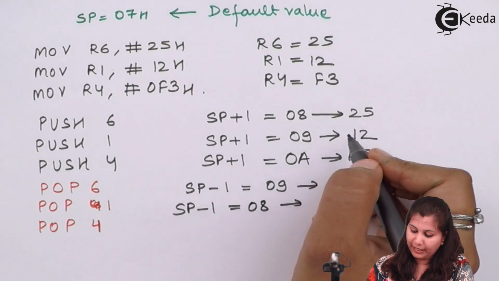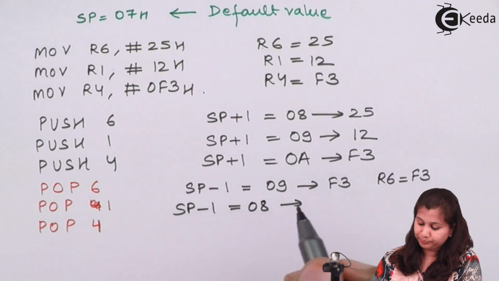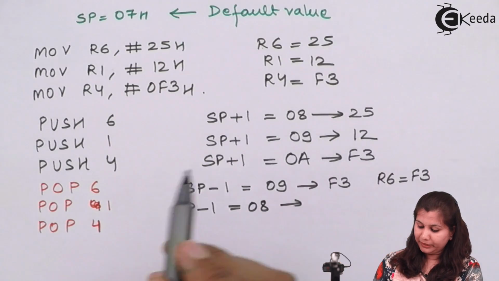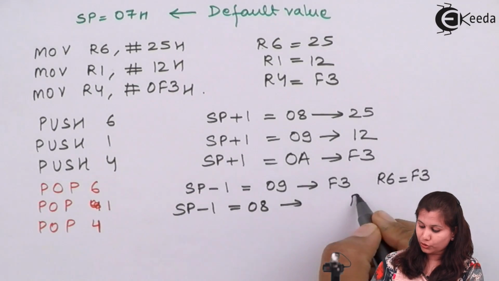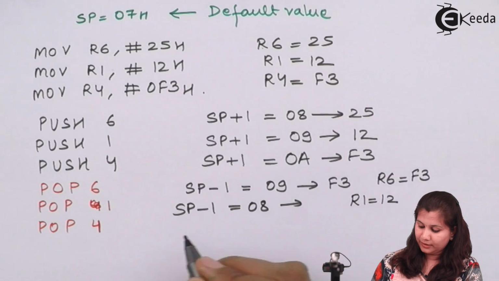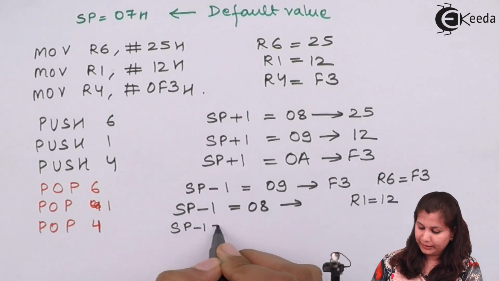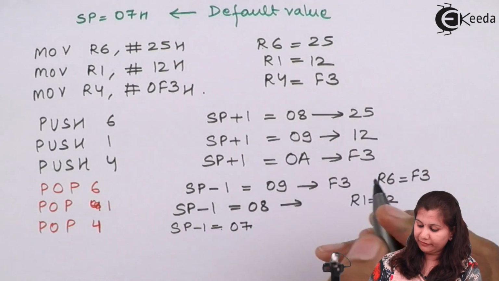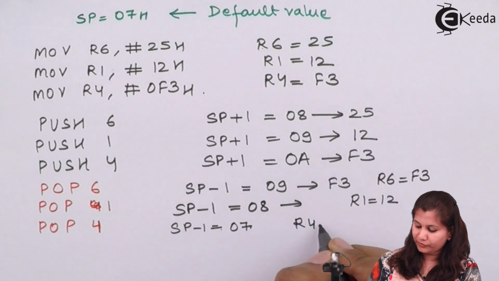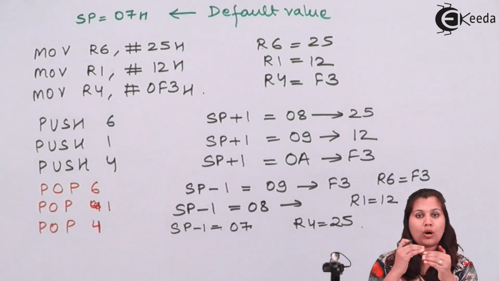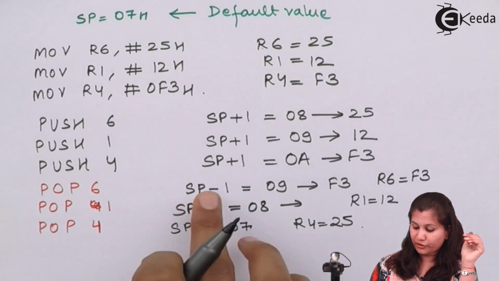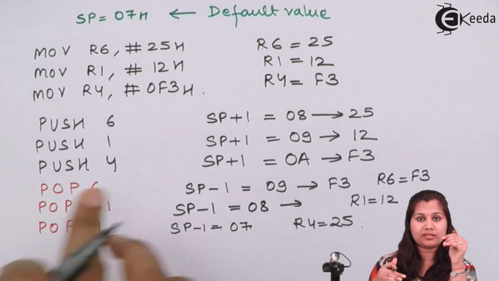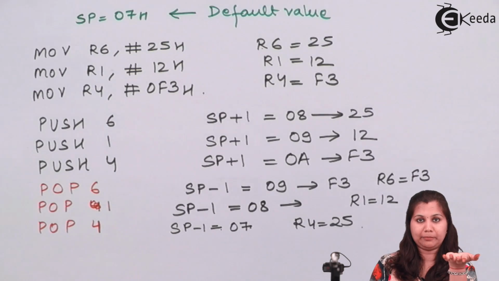At 08, when it is decremented we were having 12, so 12 will now be stored into the 1 register, so R1 will have 12. Then again it is decremented to 07. At 08 we were having 25, so R4 will have 25. So after the execution of pop instruction, the stack pointer is decremented by 1, and in the case of push instruction, every time it is incremented by 1.